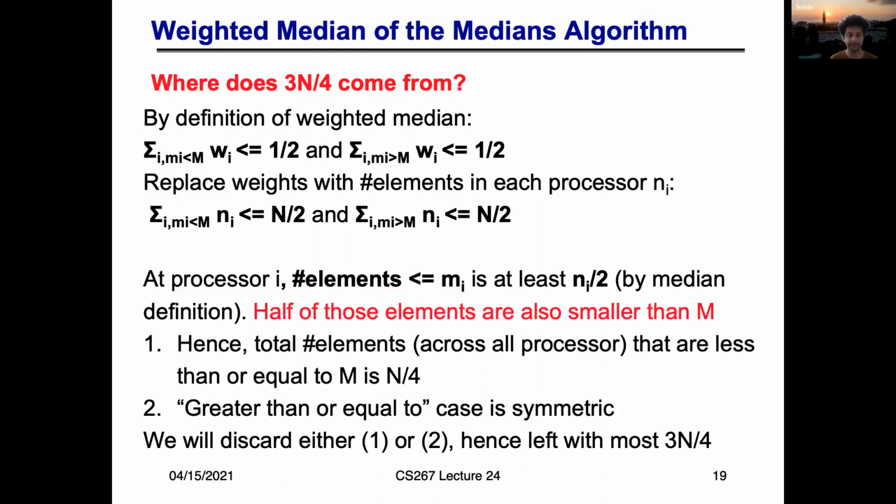And if you look at the math at processor i, the number of elements that are smaller than that local median is at least ni over 2, where ni is the cardinality of that set at the moment, by the definition of median. And we know that half of those elements have to be smaller than the actual median of medians. So the total number of elements that are less than or equal to the weighted median of medians is just n over 4. And the other case is symmetric.